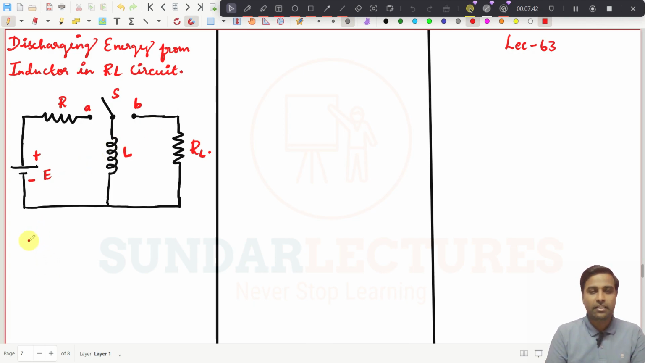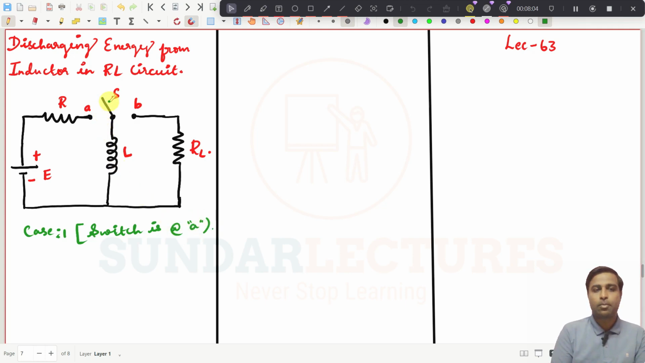Now let me assume case number one, and we know these kinds of things. I will just go through it fast. For case number one, the switch is at position A. If the switch is at position A, then what happens? Then this inductor will be connected across the RL circuit, right? What is the I of t formula?